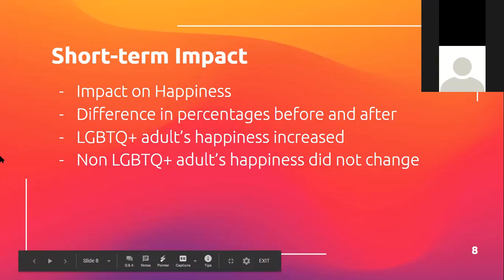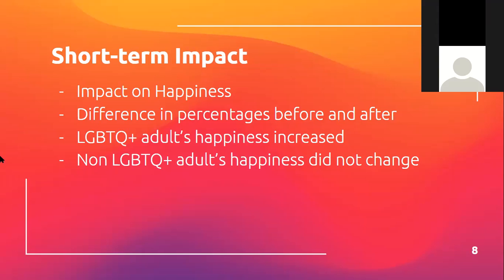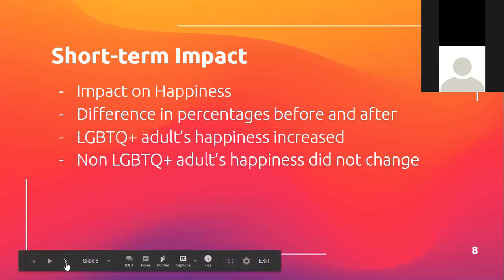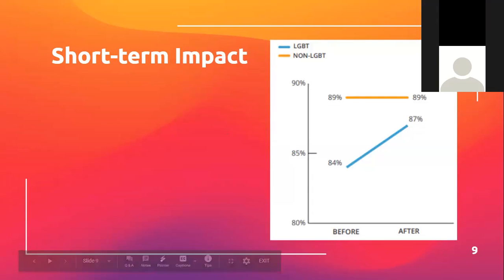So for the short-term impacts, UCLA did a study that compared the difference in percentages before and after the case. So for an impact on happiness, for members of the LGBTQ plus community, happiness increased, while for people who were not a part of the LGBTQ plus community, happiness did not change. And this can be seen. The blue line represents those who are part of the LGBTQ plus community, while the orange line represents adults who are not a part of the LGBTQ plus community. And as you can see from the change from before to after, the blue line significantly increased while the orange line stayed consistent.